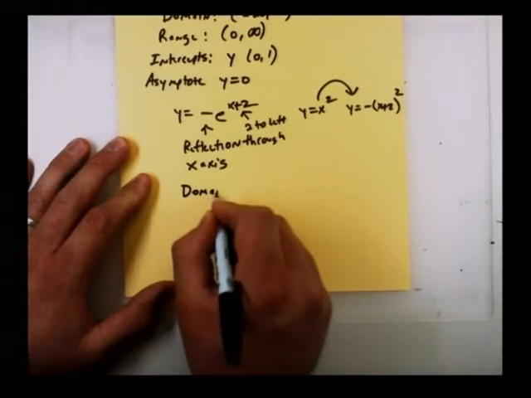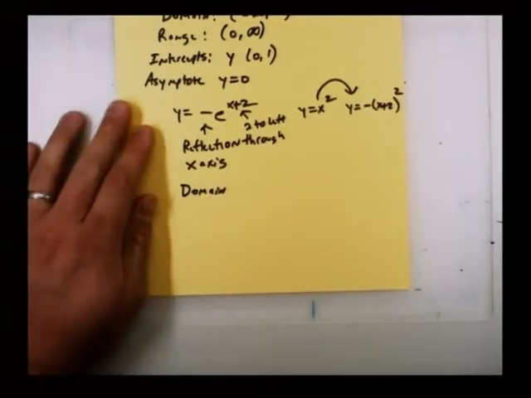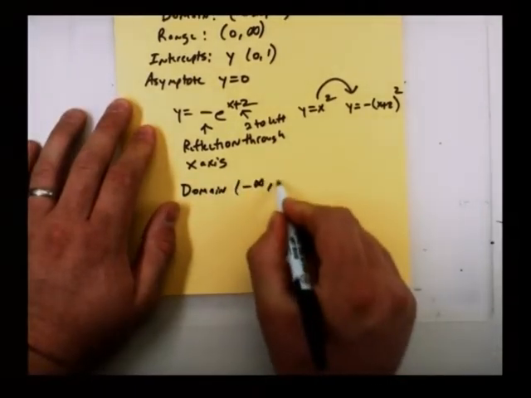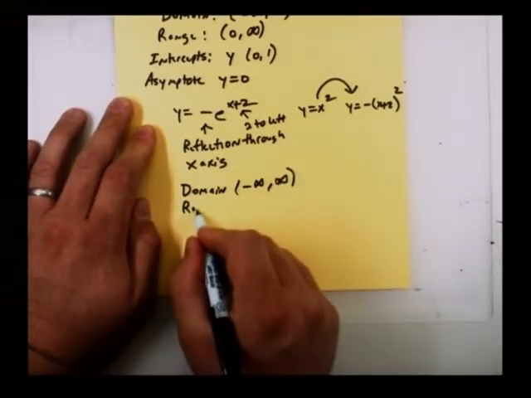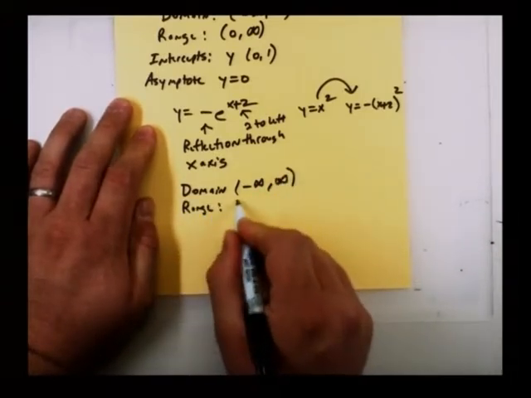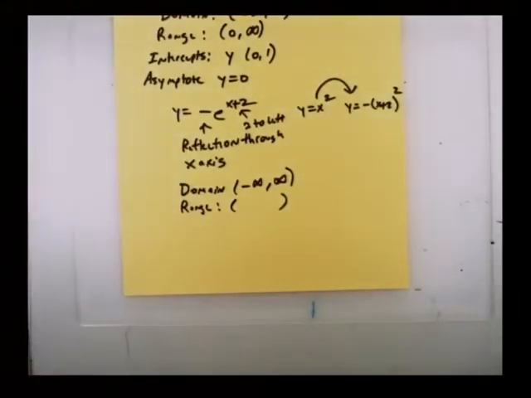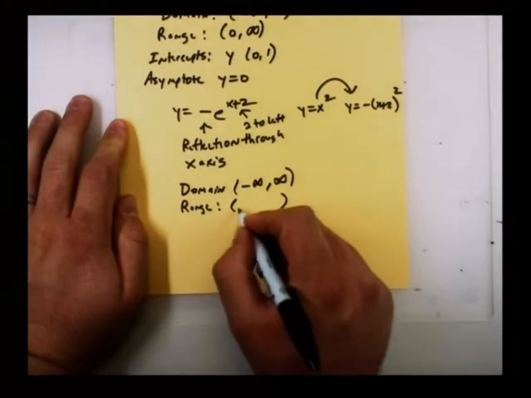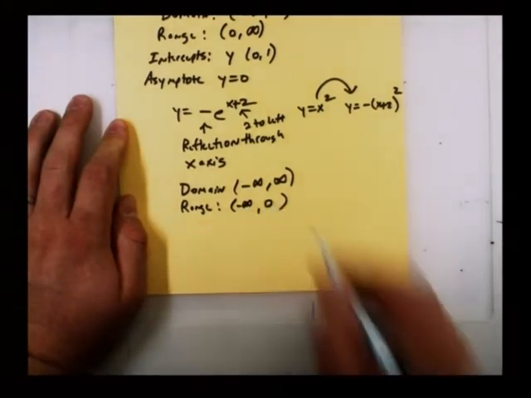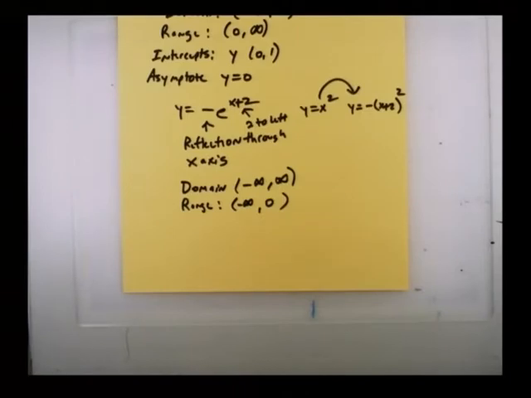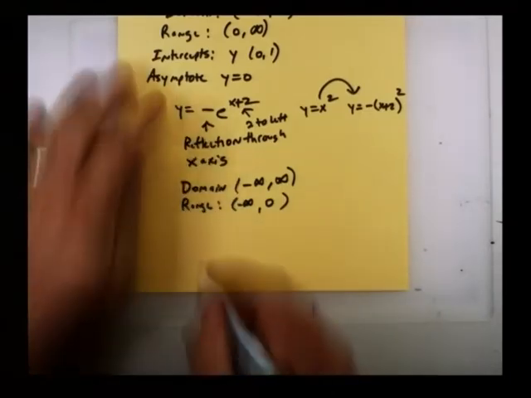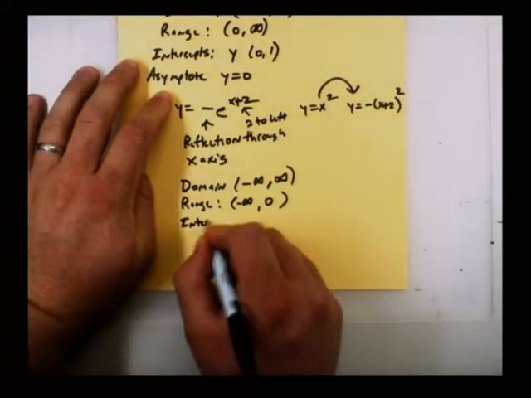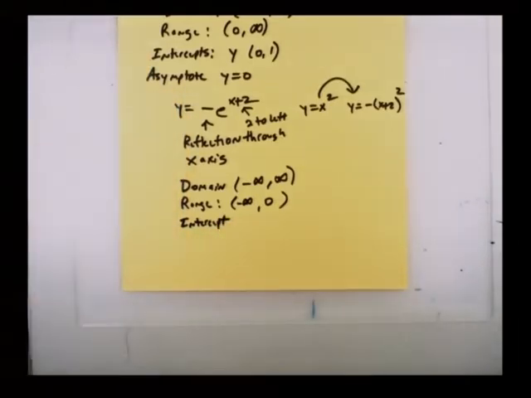So let's take a look. What will our domain be of this new function? Domain stays the same, negative infinity to infinity. What's our range going to be? It reflects through the x-axis, so it's going to go from negative infinity now to 0. In other words, 0 will be the highest value that we almost reach but never actually hit. Where's our intercept going to be?